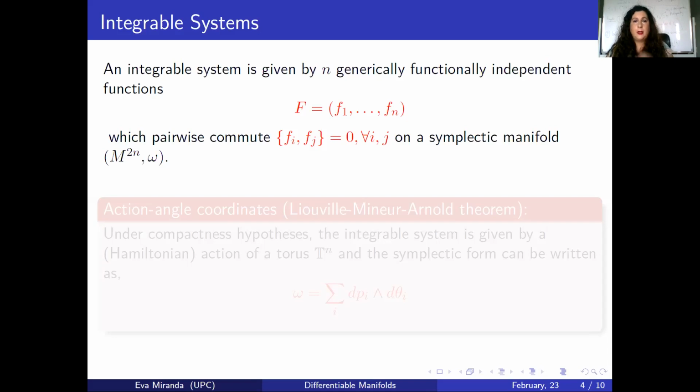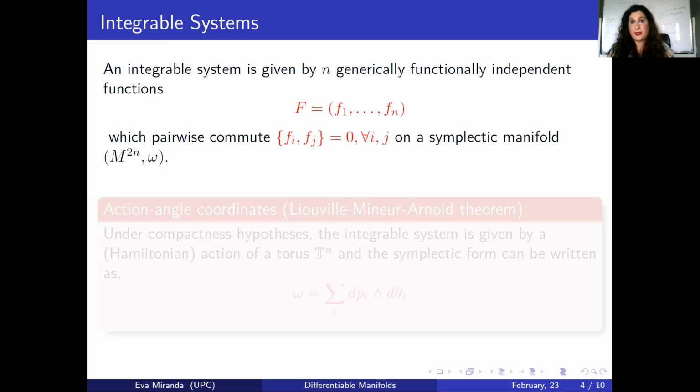An integrable system is given by n generically functionally independent functions on your symplectic manifold. Okay, so I need to have n generically functionally independent. What does this expression mean? N generically functionally independent means in practice that if you take f, you cannot take f squared. How do you explain this in a language in which you can understand?